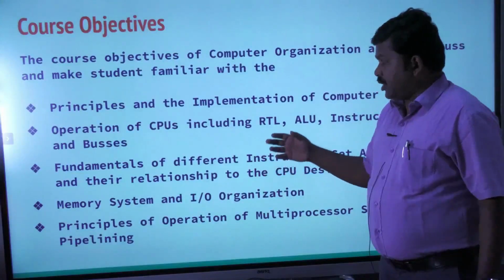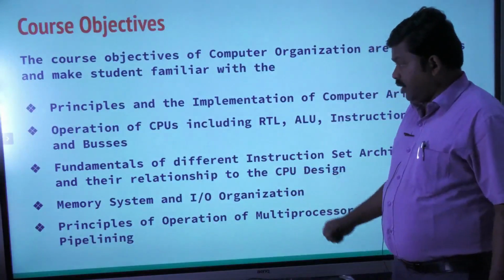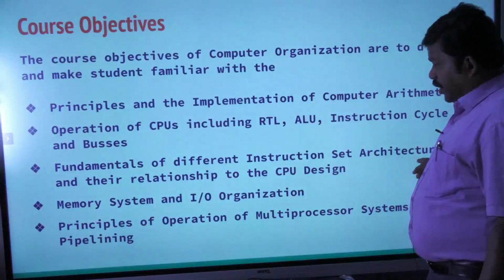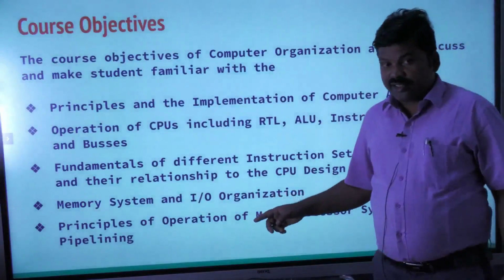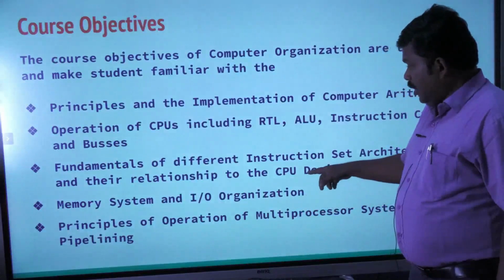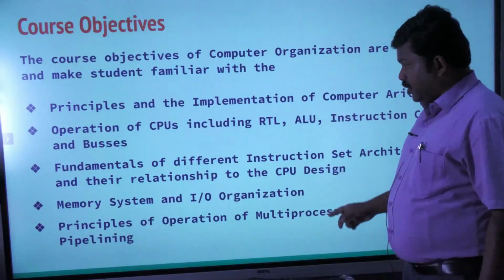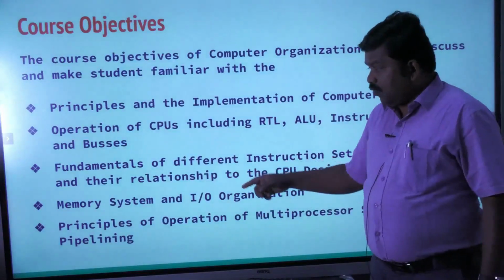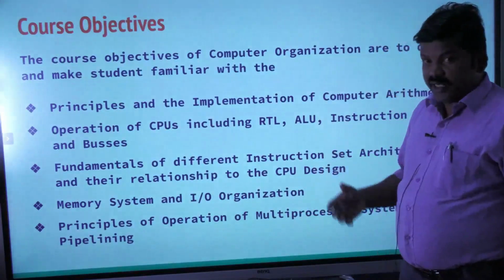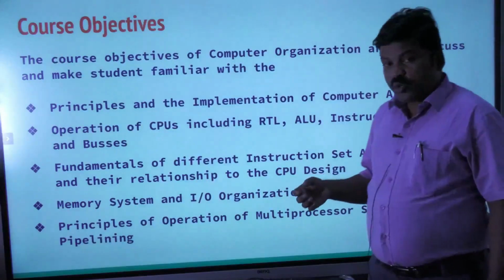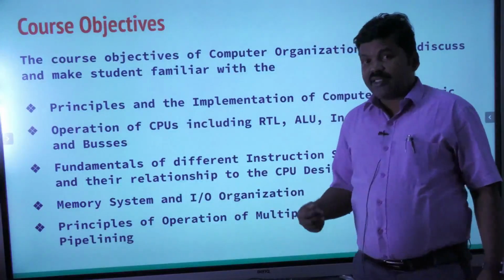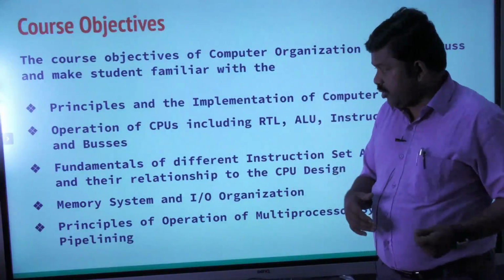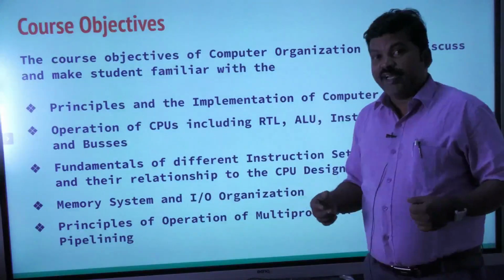The third important objective you can learn from computer organization is that you can identify and understand the different instruction set architectures like CISC and RISC machines and their relationship to the CPU design. The fourth unit, we are going to see what memory is, what the different types of memories available are, also what input-output devices are available in the system, how these input-output devices communicate with the CPU, and what the role of shared memory is.